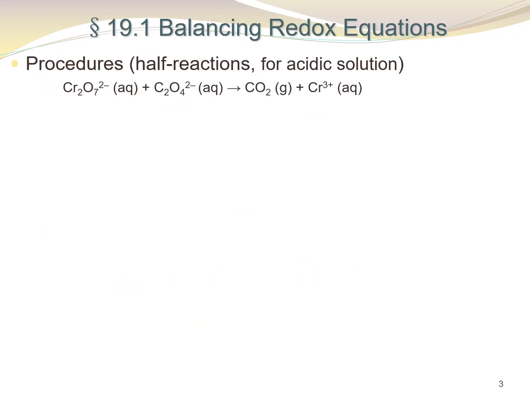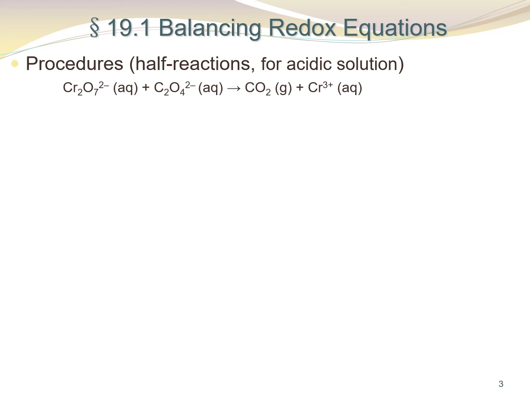One of the major applications for us to use these half reactions is to help us balance some complicated redox reactions. For some simple redox reactions, we can use the inspection method. For example, hydrogen reacts with oxygen to yield water. Everybody can balance that reaction using the inspection method. Now for this type of reaction we have here, chromate reacts with oxalate to form carbon dioxide and chromium 3 plus. We need some help.